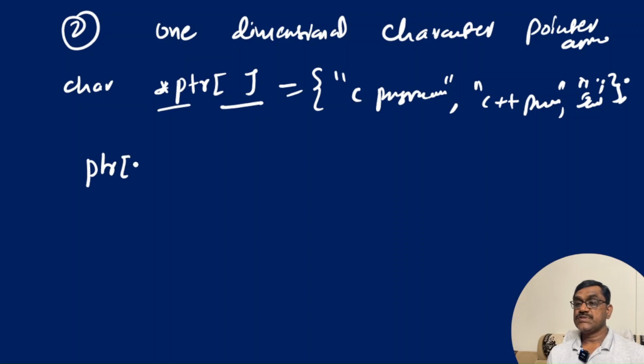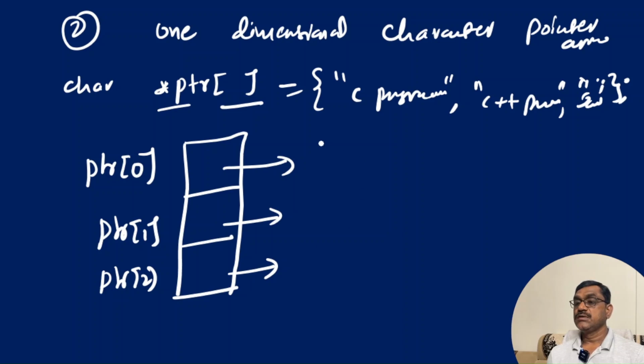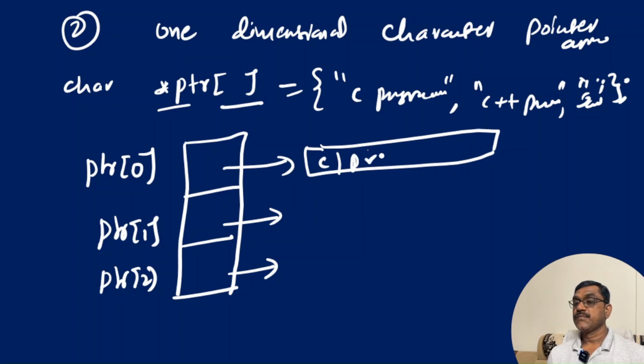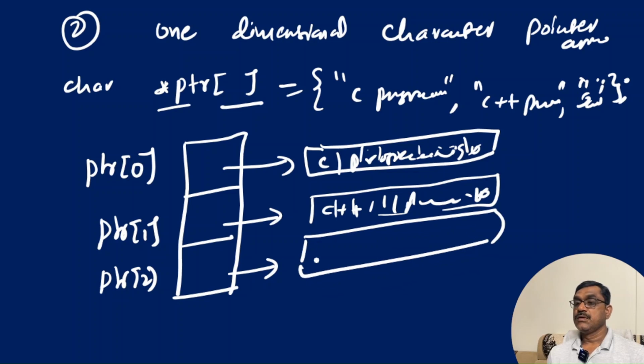So in this case, what happens? ptr of 0 is the first character pointer, right? Here I'm taking only a one-dimensional array, which is going to have three memory locations. This is ptr of 0, and this is ptr of 1. This is again a pointer. This is ptr of 2. This is again a pointer, right? So where first one, what is the string? C programming. Each one is stored as a single character. Now the second one is C++ programming. The last one here is Java, right?